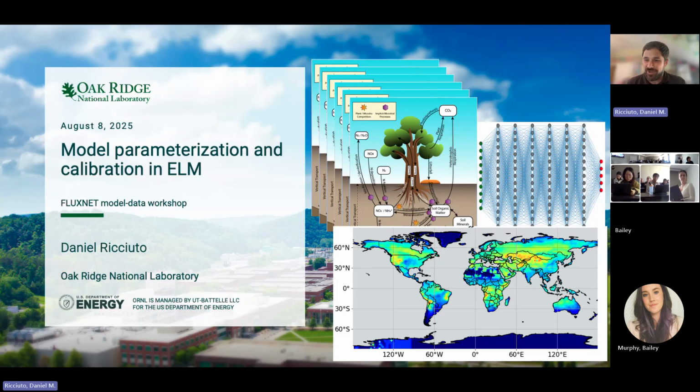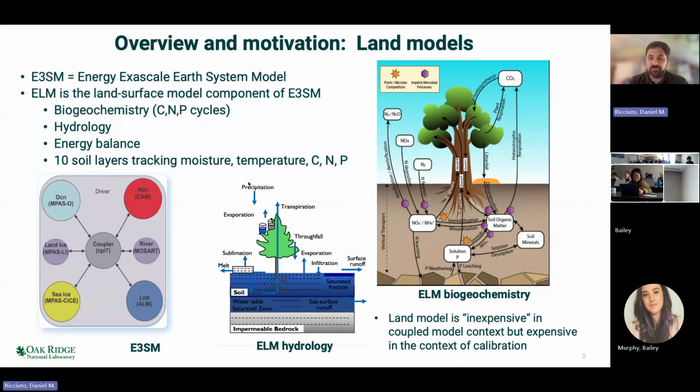Sounds like you've heard quite a bit already about the model. So I'll just kind of jump right in. Just really briefly, since you've probably seen a lot of this before, just some overview and motivation.